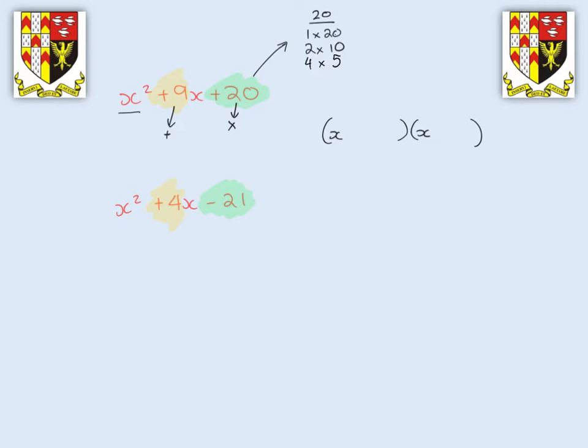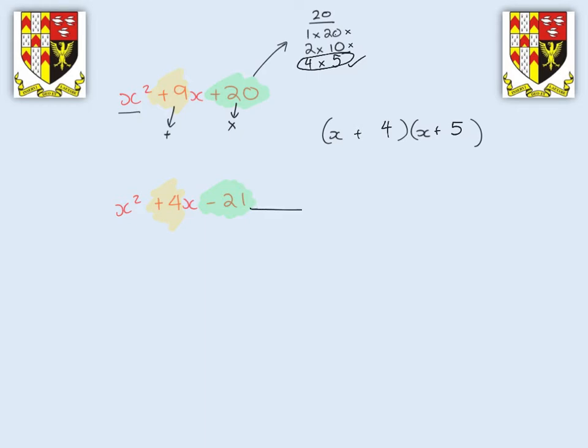So 1 add 20 would give me 21, so it's not that one. 2 add 10 would give me 12, so it's not that one. And then 4 add 5 would give me 9, so it is that one. So I've got 4 and I've got 5. On this question, it's all positive, so that's not going to be concerning. The next question, though, is going to be a little bit more difficult. So I've got x plus 4 multiplied by x plus 5. And if I wanted to, just like I did before, I could expand that bracket and I would get that expression back at the end. So let's have a look at the next one.